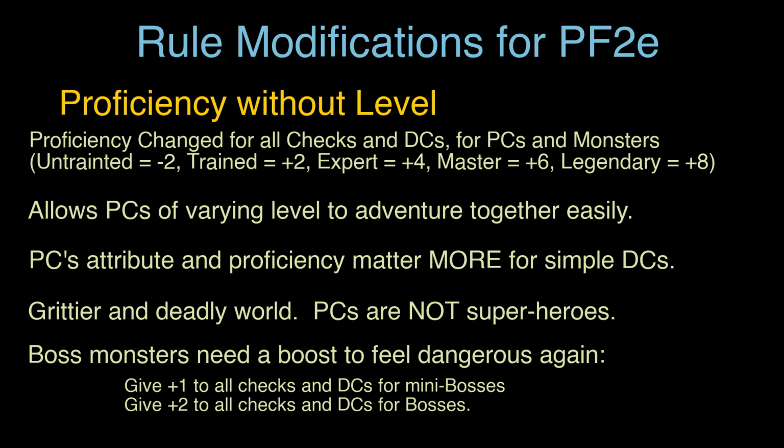For a true boss encounter, I will typically grant a +2 bonus to all checks and DCs. Effectively, the PCs will be about 10% less effective against the enemy, creating that tension and frustration that usually accompany these encounters when you're not using this rule variant.